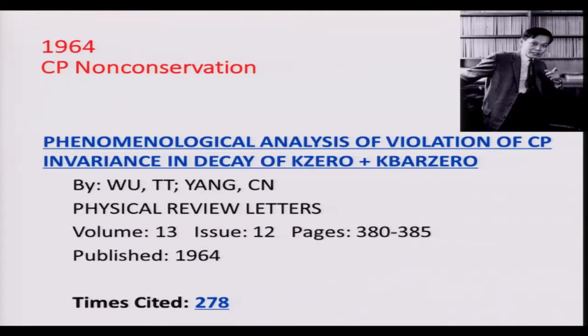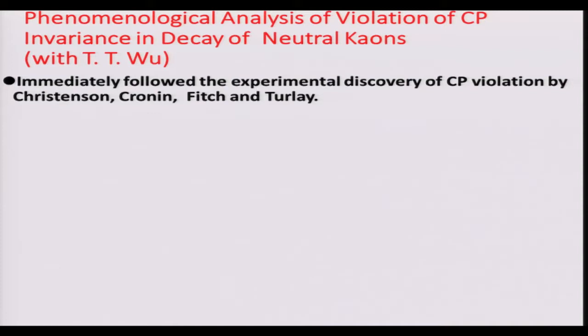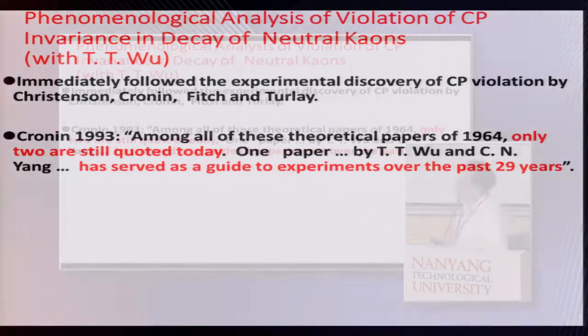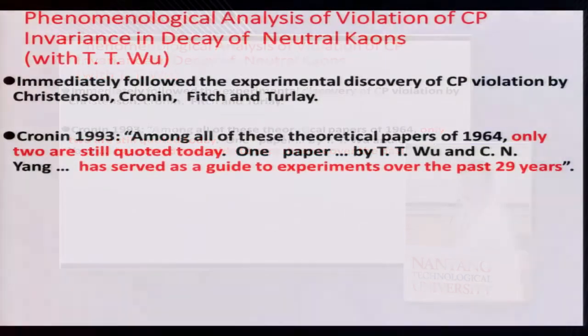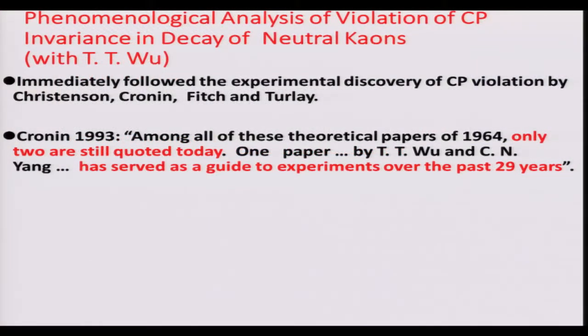In 1964, immediately following the experimental discovery of CP violation, they, with Professor T.T. Wu, who is here, made the phenomenological analysis of the CP violation. And as commented by Cronin in 1993, among those theoretical papers of 1964, only two papers were still quoted at that time. One of them is this paper by Yang and Wu.